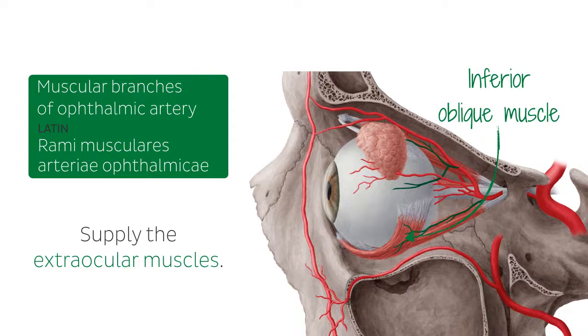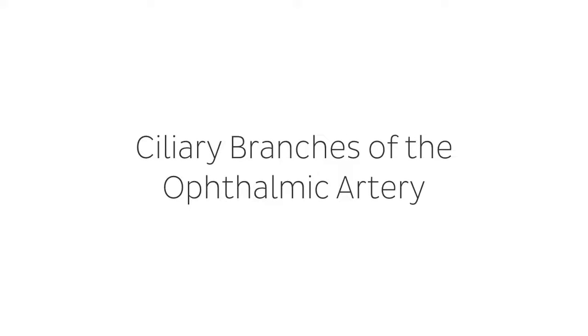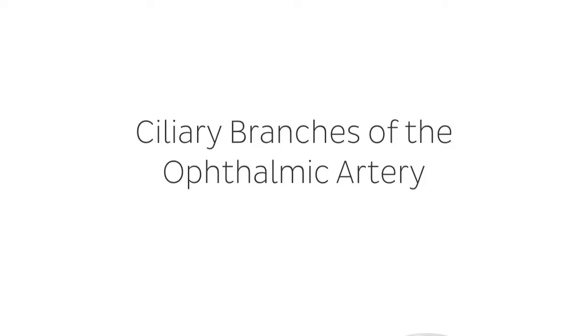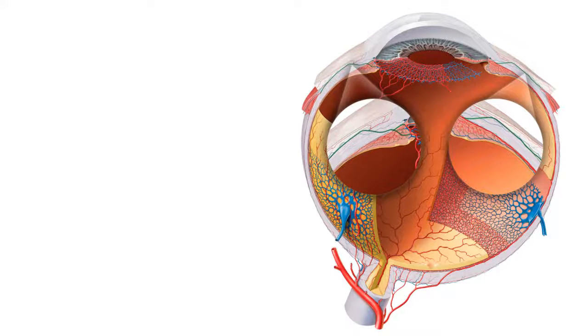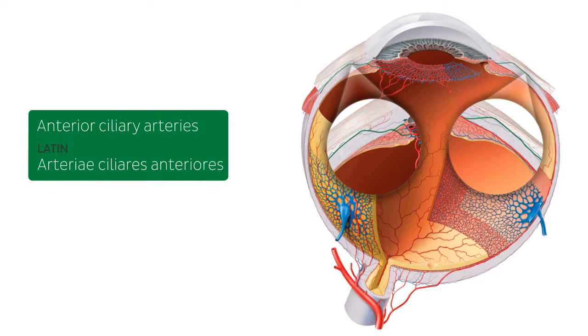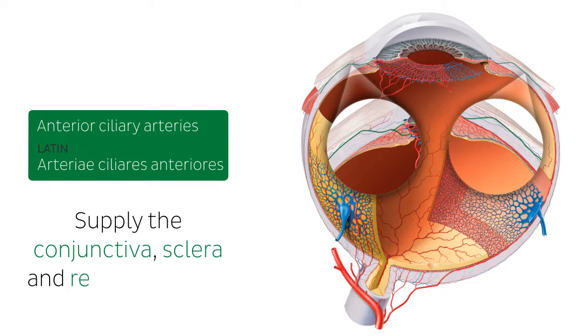The ophthalmic artery gives off three distinct categories of ciliary branches. These are the anterior ciliary arteries, the short posterior ciliary arteries, and finally the long posterior ciliary arteries. We will now talk about each of these groups in further detail. The muscular branches of the ophthalmic artery give off some small arteries, which are called the anterior ciliary arteries, and are highlighted in green in this image. These arteries supply the conjunctiva, the sclera, and the superior, inferior, medial, and lateral rectus muscles.